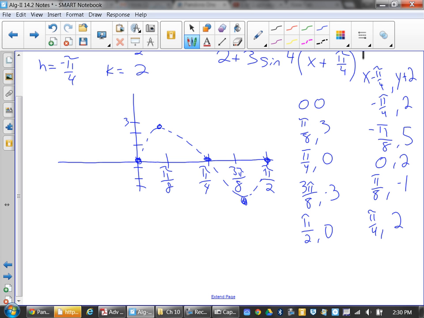So then you go and mark off your stuff. Now, hey guys, obviously in this case, we know that this one's already marked on here. Those three values are already on our graph. So all I have to do is put on a negative pi over 8, and then a negative pi over 4, because these are already there. So negative pi over 4 and 2. Negative pi over 8 and 5. 0 and 2. Pi over 8, negative 1. And pi over 4, 2. There we go.